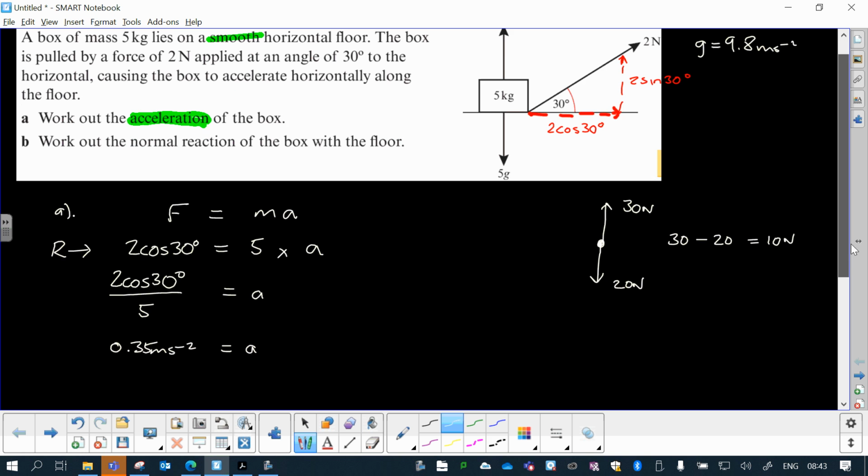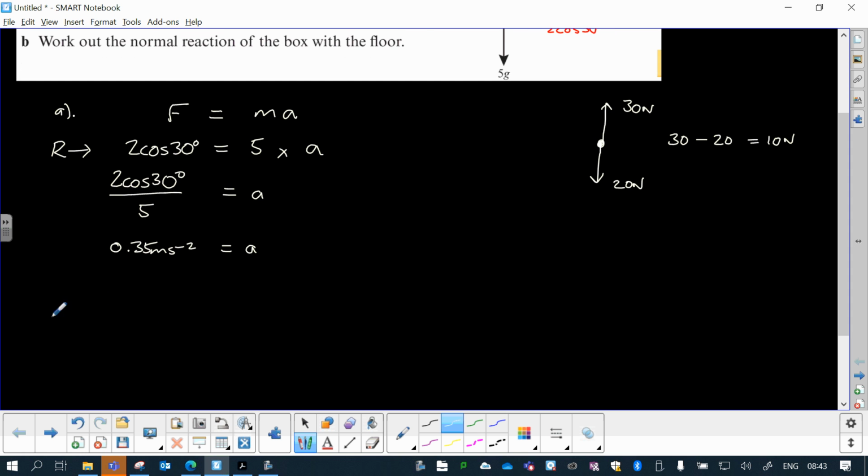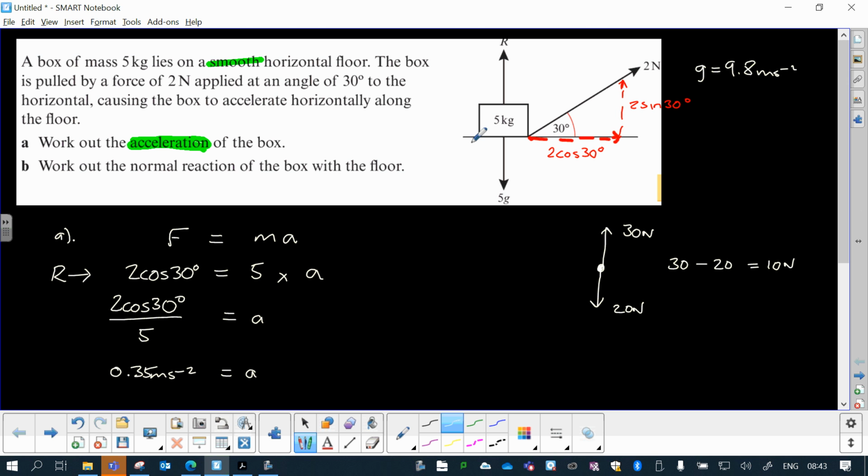Okay, so then we're being asked to work out the normal reaction of the box with the floor. Now, the normal reaction force we always get when we resolve in the opposite direction. Okay, so we're resolving perpendicular to the surface. I never ever say up and down really anymore with these questions. It's perpendicular to the surface. There's the surface, there's perpendicular.